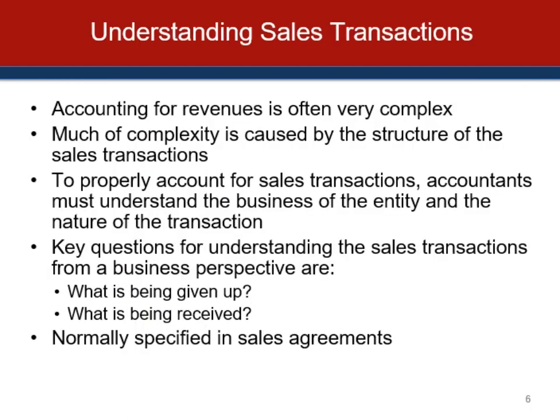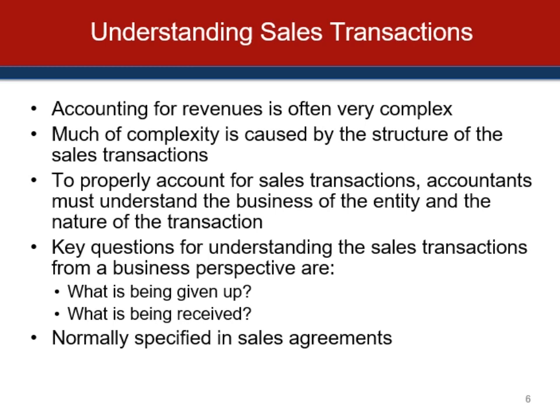Understanding sales transactions. It's essential that we understand the type of business that an entity is engaged in order to determine how to accurately or correctly account for its sales transactions. The general rule is the risks and rewards of ownership must pass, and when the risks and rewards of ownership have passed, then we have earned the revenues. So that's kind of the major idea behind recognizing revenue.